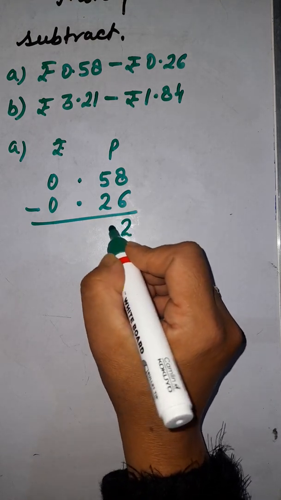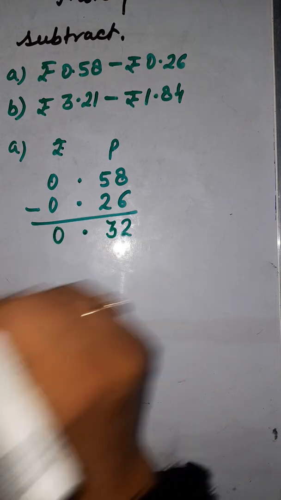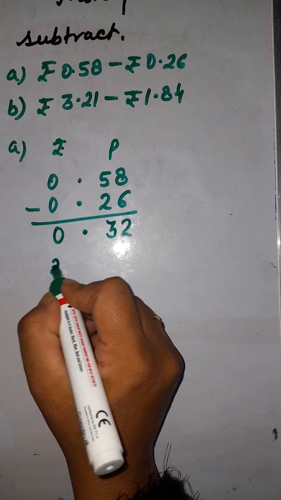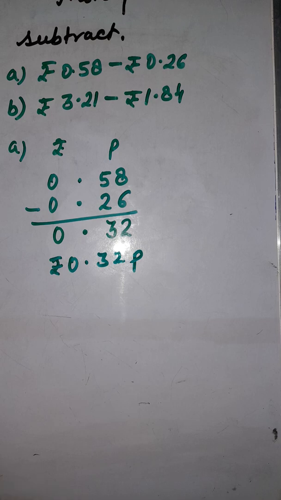5 minus 2, we get 3. So the decimal part here and 0. So rest 0 and 32 paise.